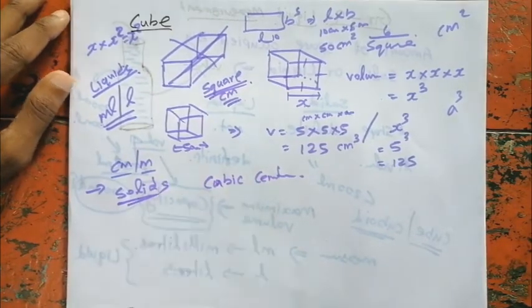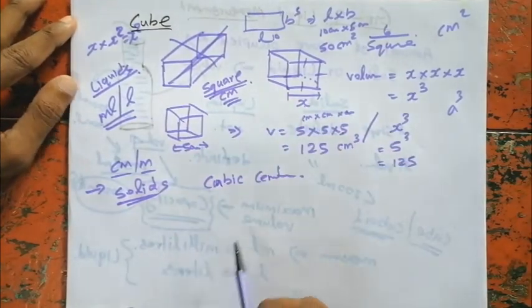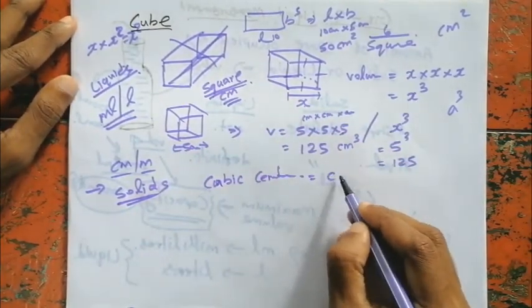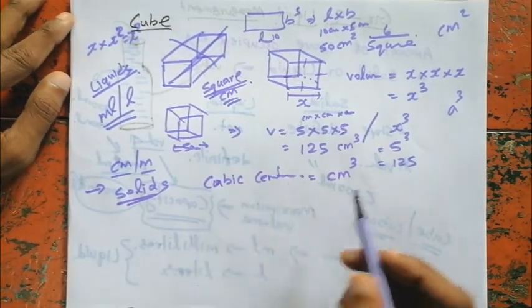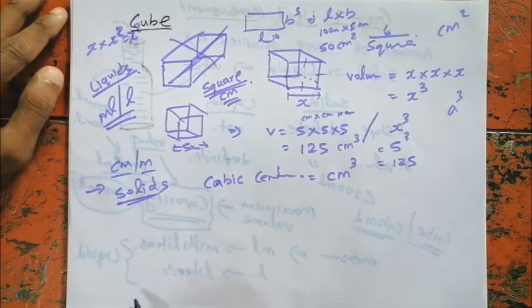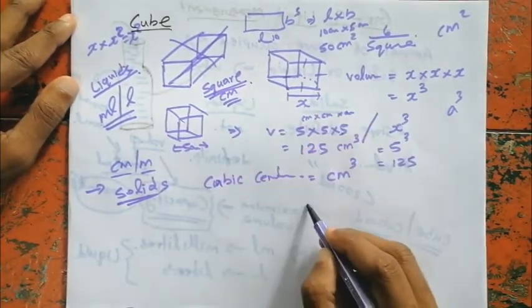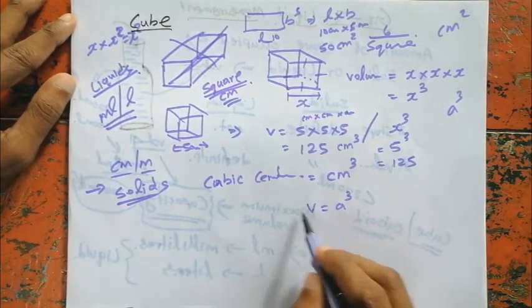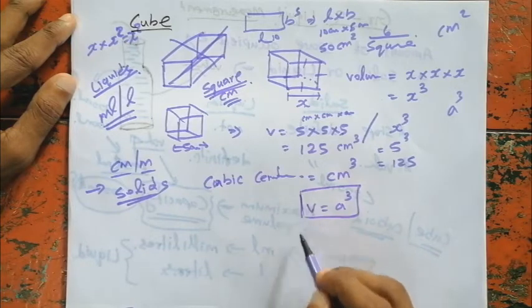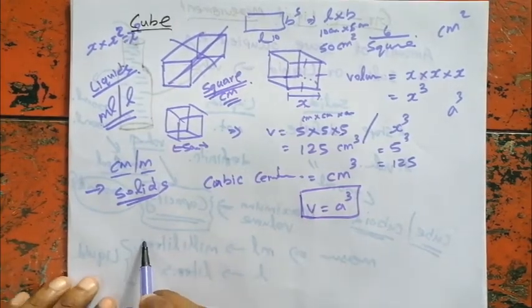So centimeter and meter are used for solid shapes. It's like centimeter cube, so we are calling it cubic centimeter. Okay, so the volume of a cube, the equation is a cube, where a is the side length of the cube. Okay, we'll go for the cuboid.